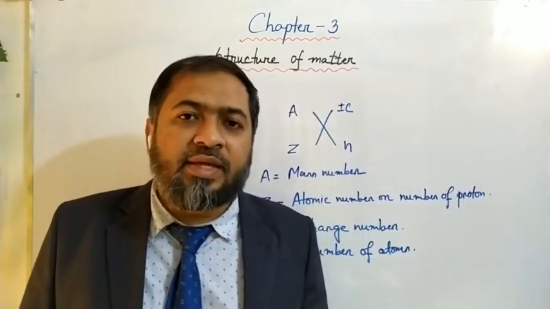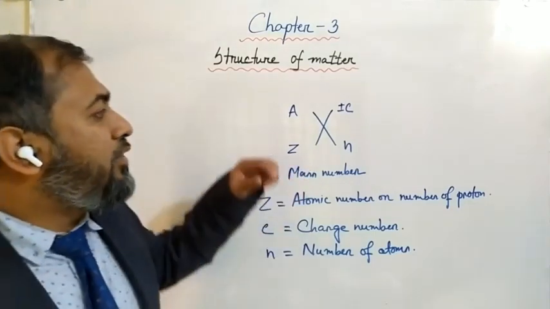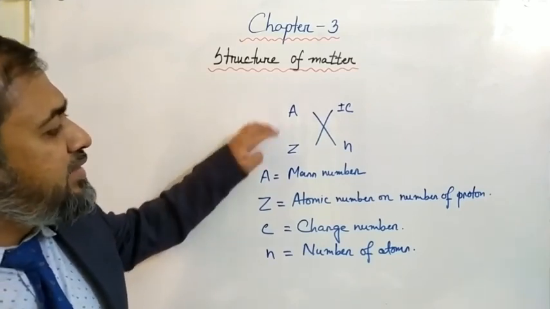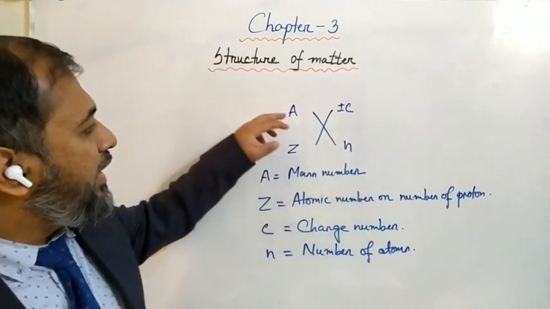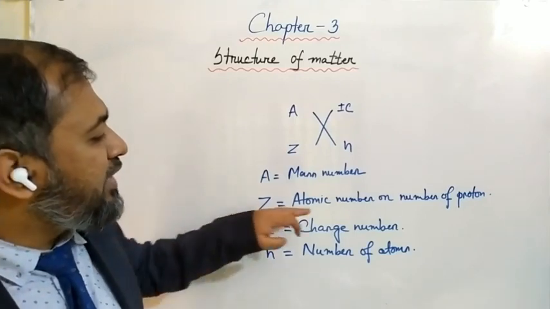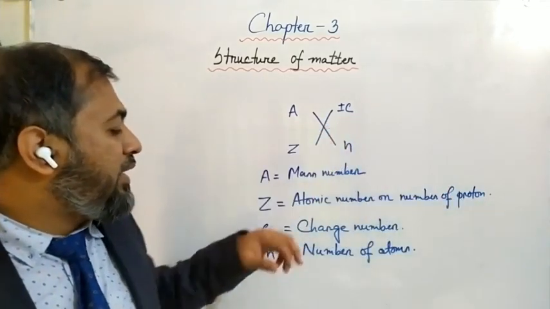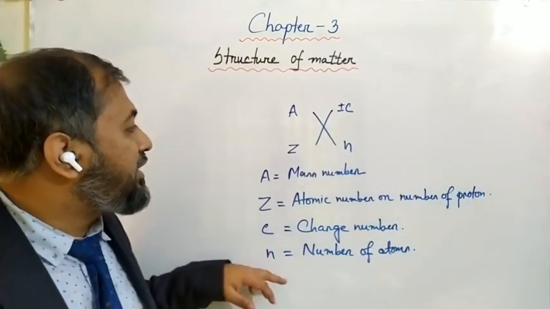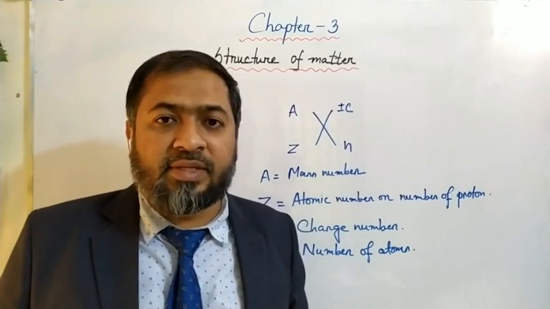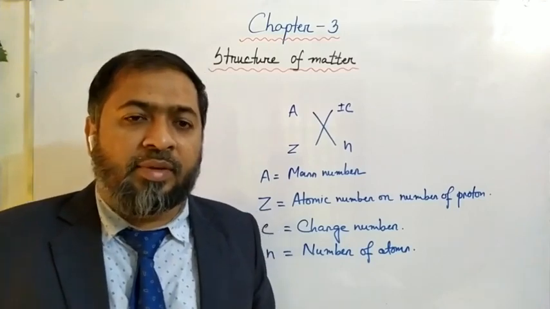Now students, you can see a symbol which I write down as an X, which can be any atom, and at the top left corner you can see A. Here we write down the mass number of that element, and at the bottom left side we write Z, which is the atomic number or the number of protons present in that atom, and C is the charge number, and last but not least N is mentioned to denote how many atoms are present there. So this is all about the symbol of an element.